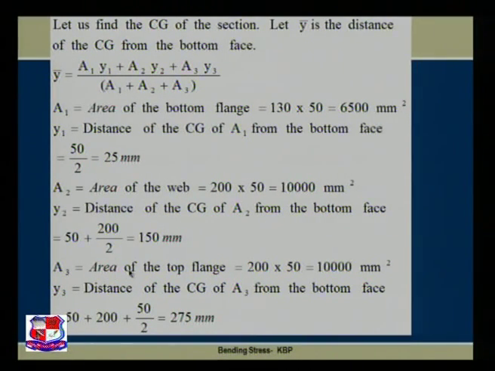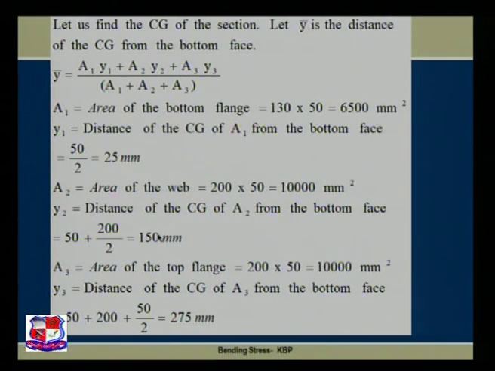A3, area of the top flange, that is 200 by 50, that is 10,000 millimeters square. Y3, that is the distance of the CG of A3 from the bottom face, that is 50 from the bottom, plus 200, that is the web portion, plus 50 by 2, we achieve 275 mm.